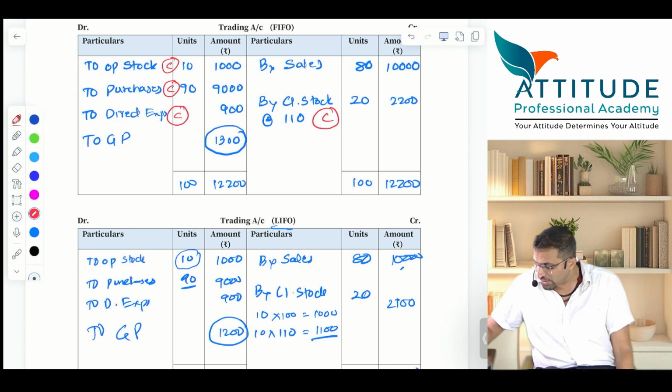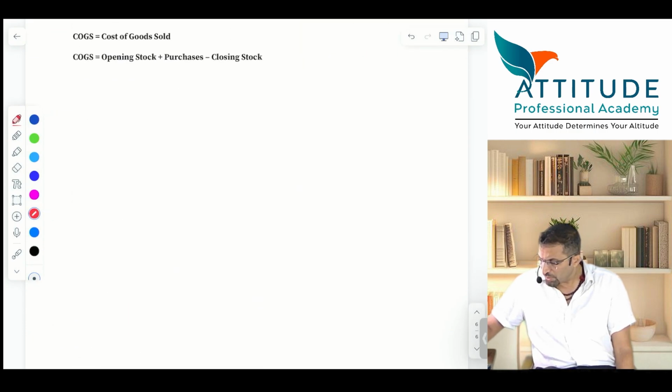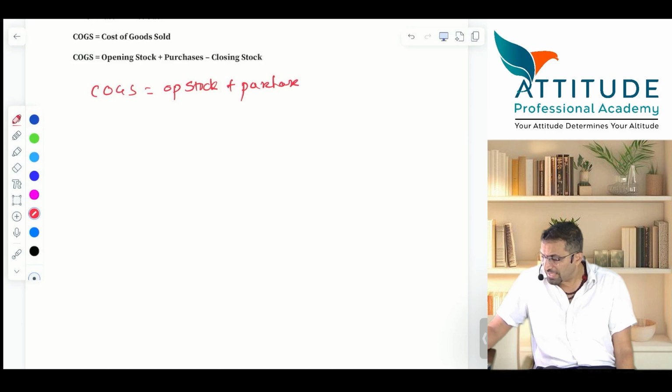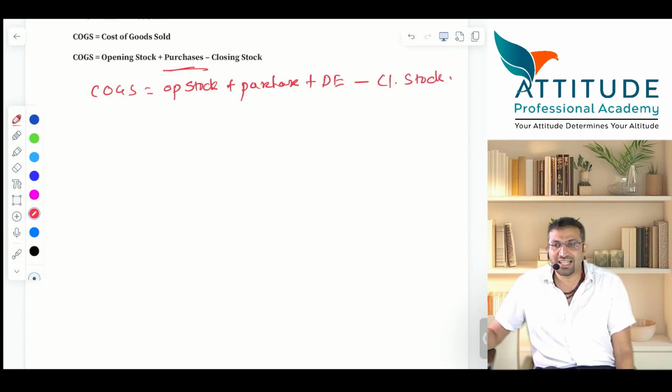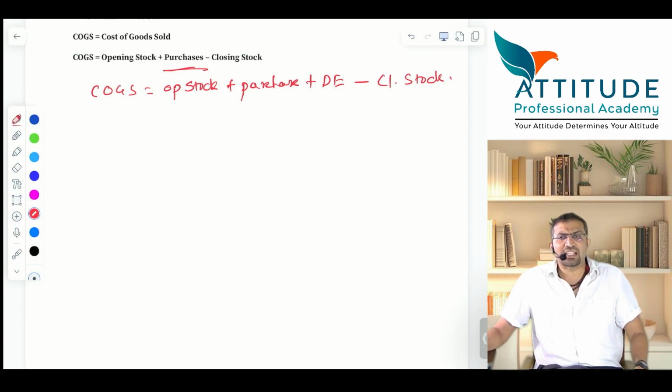So if you apply COGS, cost of goods sold, what do you get as the formula? Did you understand the formula? What is cost of goods sold? Tell me. Cost of goods sold is equal to opening stock plus purchases plus direct expenses minus closing stock. Here I have not taken direct expenses, assuming purchases include what? Direct expenses. Is that clear?